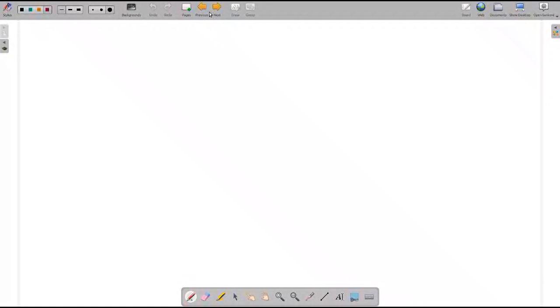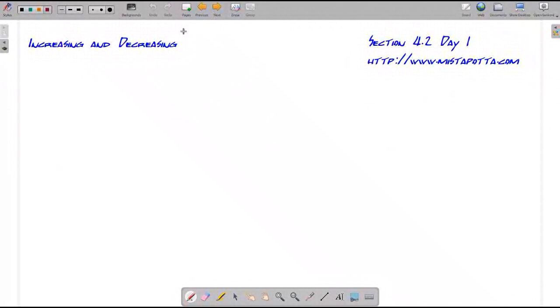So the next thing that I want to talk about is when a function is increasing and decreasing. The first thing I want to talk about is what I mean by an increasing function. What I mean by an increasing function is if c is less than d, then f of c is less than f of d.